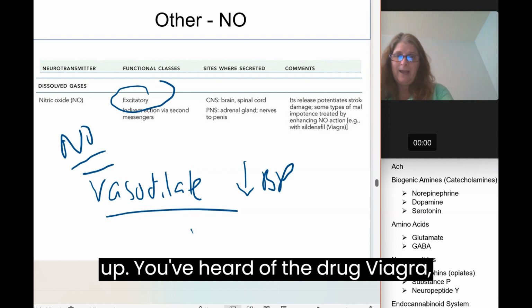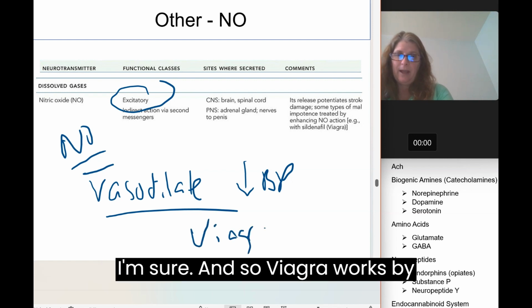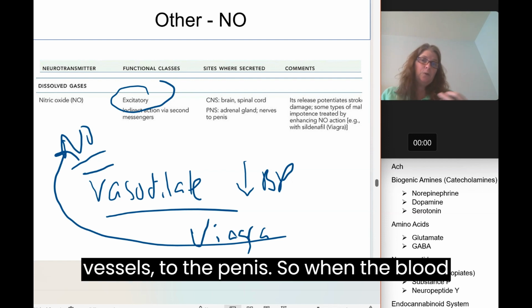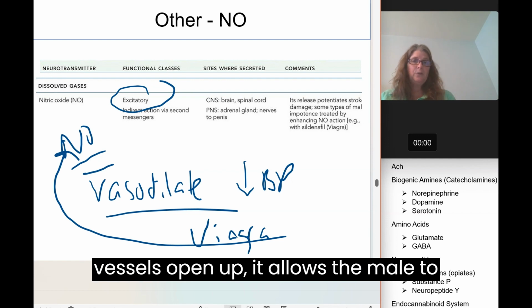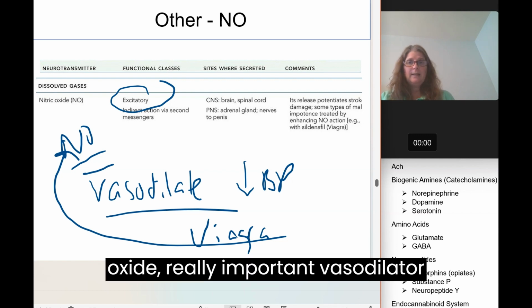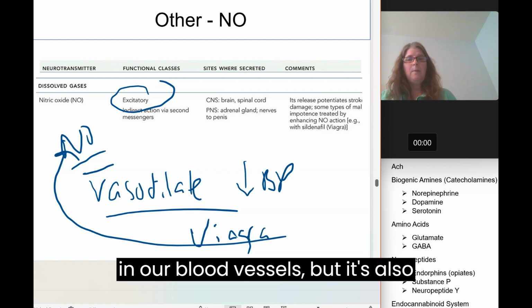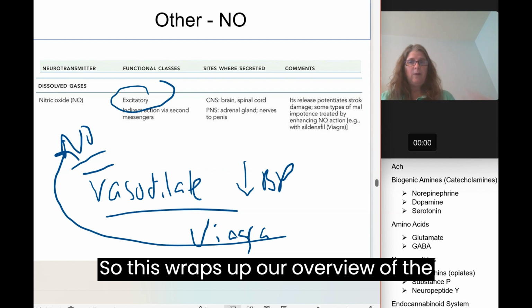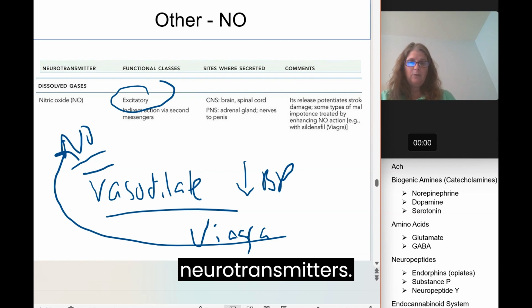You've heard of the drug Viagra, I'm sure, and Viagra works by increasing nitric oxide to blood vessels to the penis. So when the blood vessels open up, it allows the male to get the erection. So nitric oxide is a really important vasodilator out in our blood vessels, but it's also excitatory in the brain. So this wraps up our overview of the neurotransmitters.